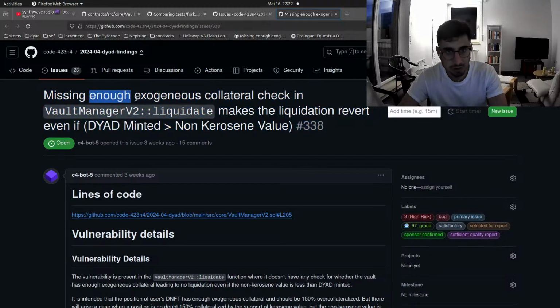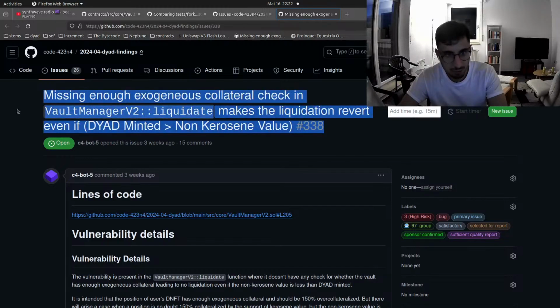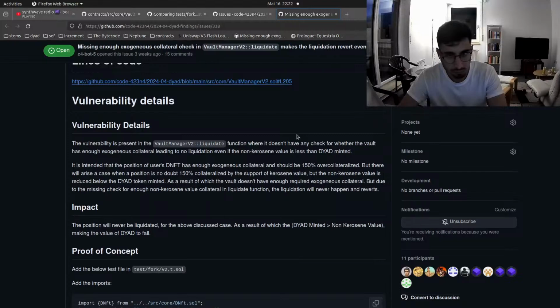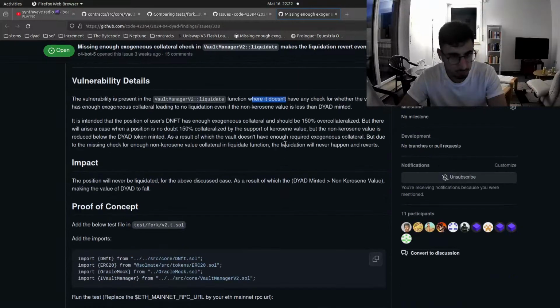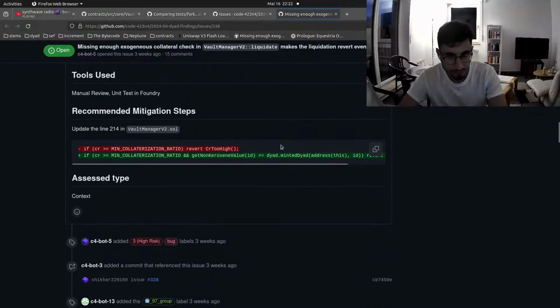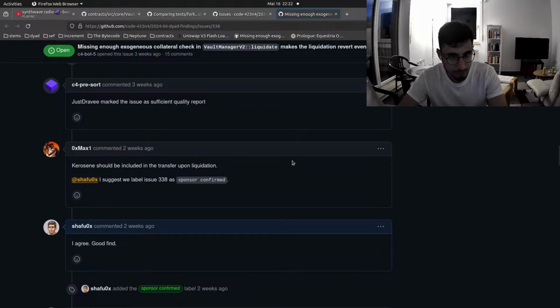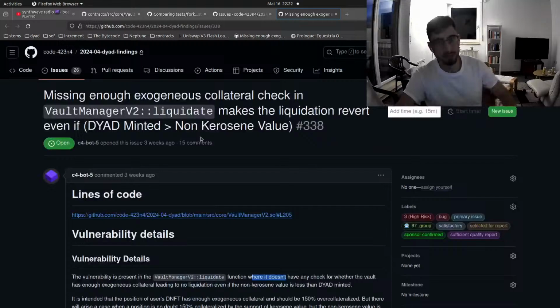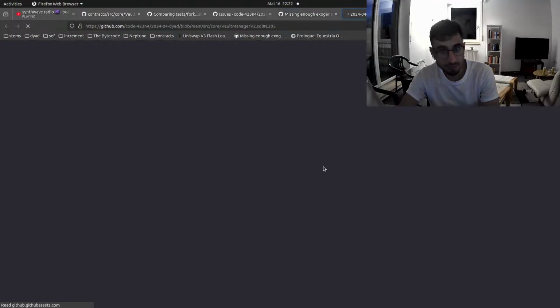Missing enough exogenous collateral check makes the liquidation revert, even if that minted greater than non-kerosene value. Yeah. So this issue is a valid one. This is a bug.